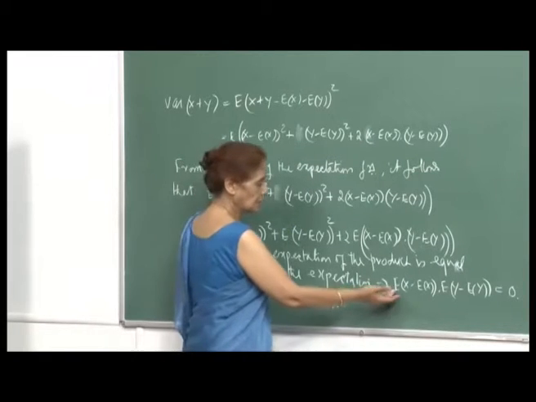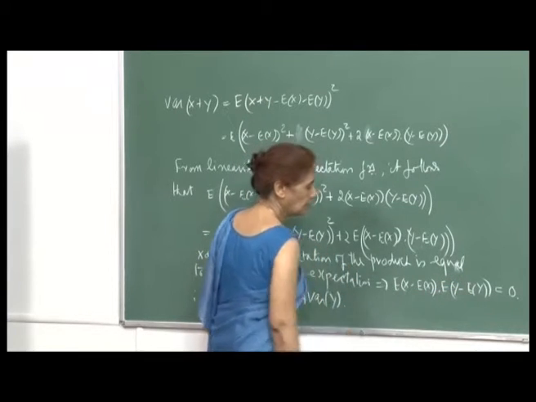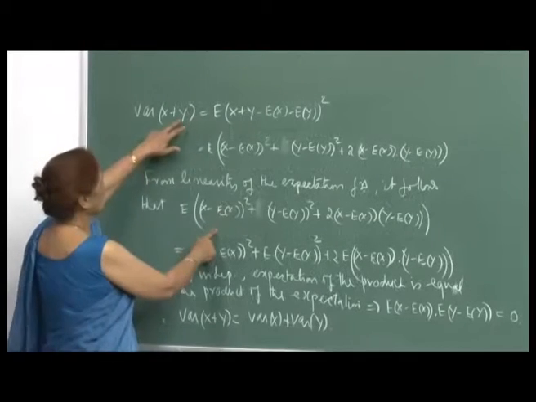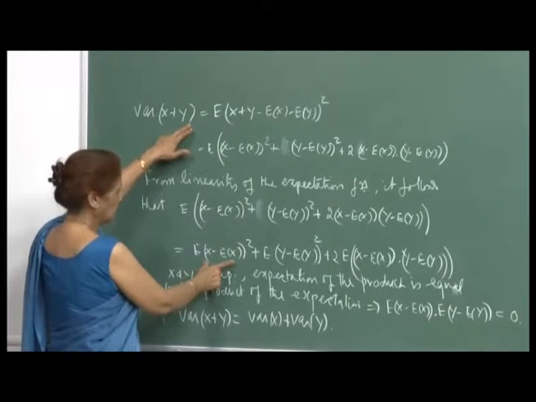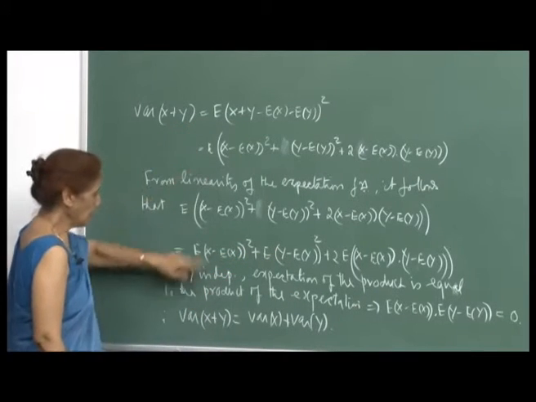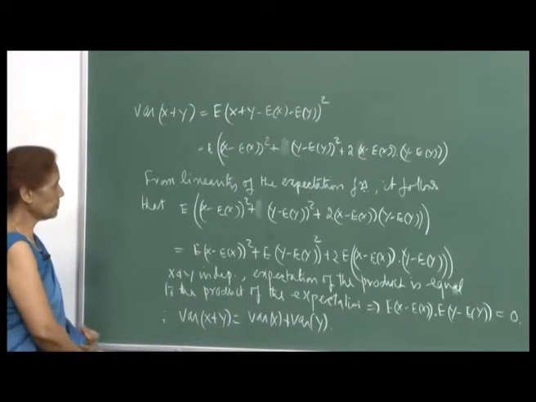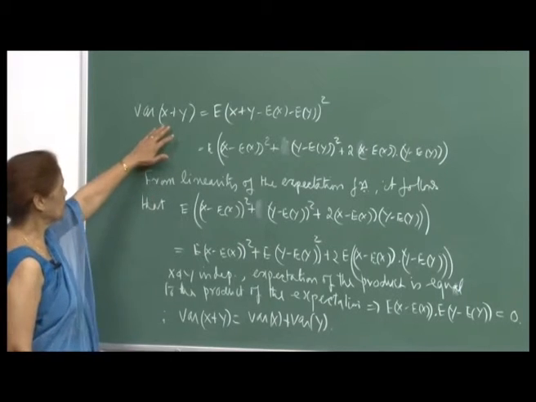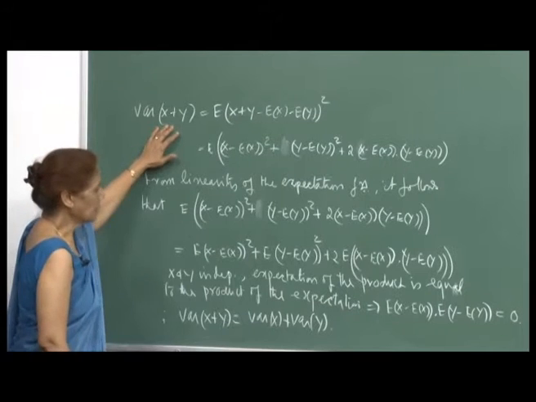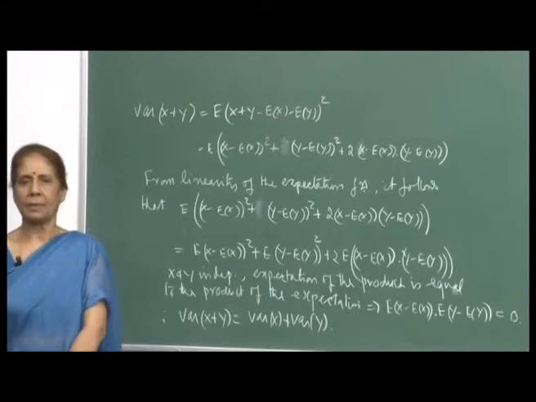And so, now here you see that this will be E x minus E x, which is 0, into E y minus E y, which is also 0. So, the whole thing is 0, and so this expression reduces to simply expectation of (x minus E x) whole square plus expectation of (y minus E y) whole square, which is equal to variance x plus variance y. So, when trying to compute the variance of the sum of two random variables, I need x and y to be independent.